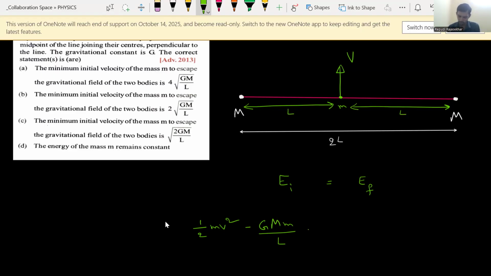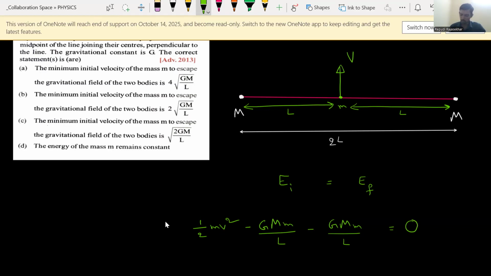So we can write this total equation as minus G M divided by L, which equals what is the final energy if it escaped the gravitational field? That means it entered into outer space. That means the final energy becomes 0 here. There is no final energy for the particle.